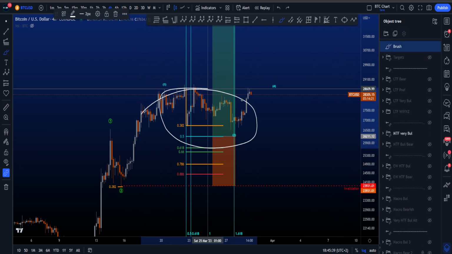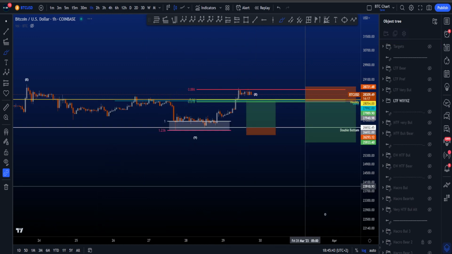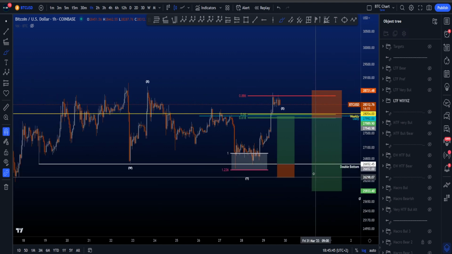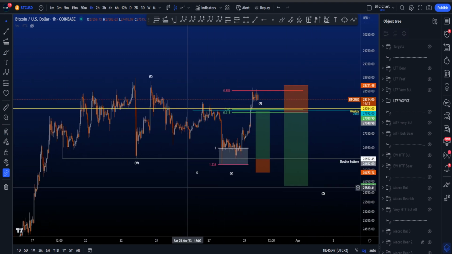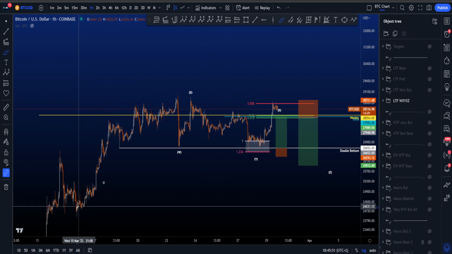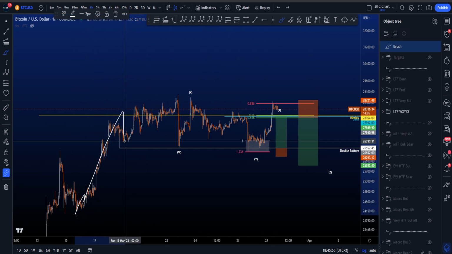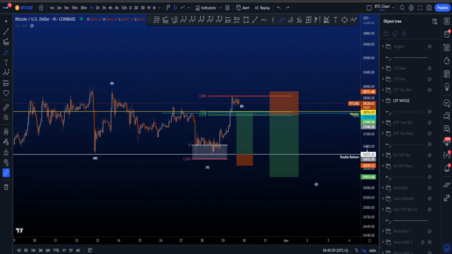The lower time frame over here I'll get to in a second. If we then go to the lower time frame count that I have over here, then wave 5 is already finished. The high of wave 5 is over here. So then the last impulse basically is a 1, 2, 3, 4, 5 with wave 5 ending over here. And then we are now in a corrective structure.